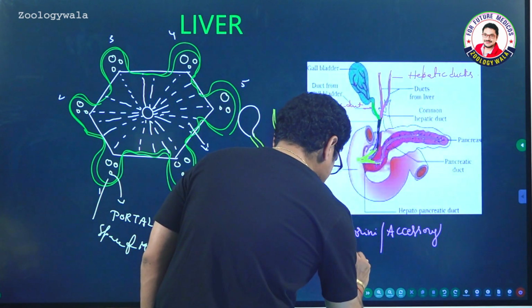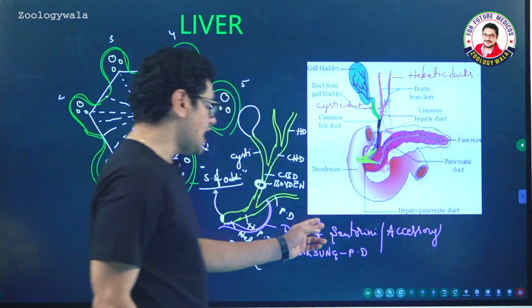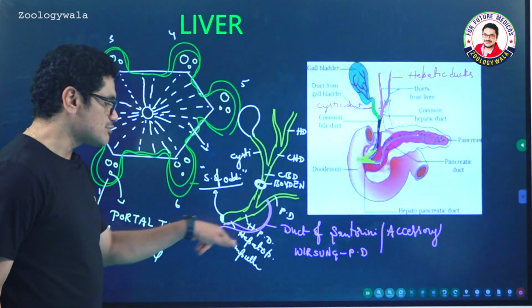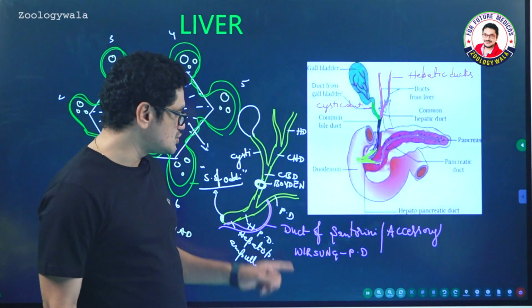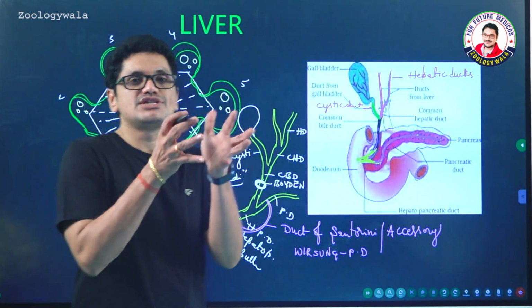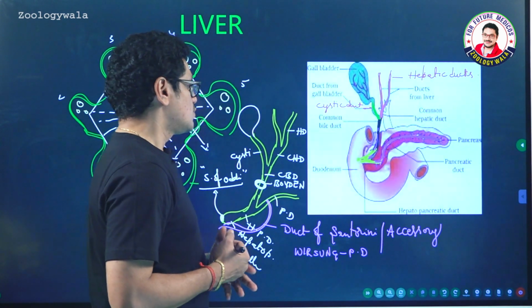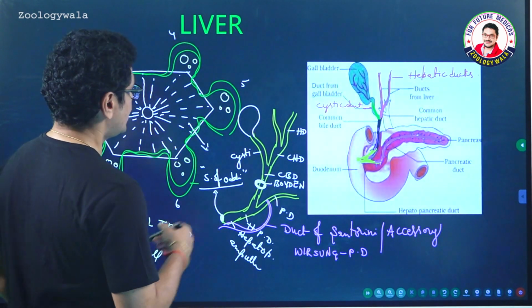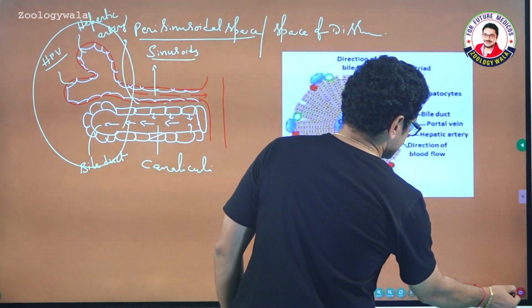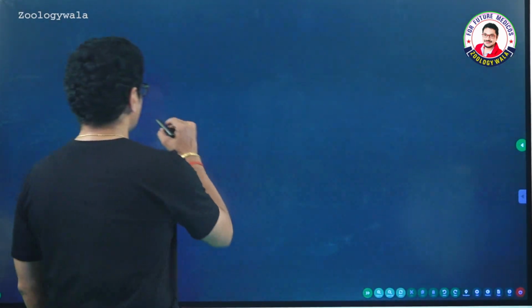Duct of Wirsung is another name for the pancreatic duct, and duct of Santorini is nothing but an accessory pancreatic duct, which is coming from the pancreatic duct and opens into the duodenum. The pancreas produces pancreatic juice, which contains so many components. Let me show you the basic structure of the pancreas.